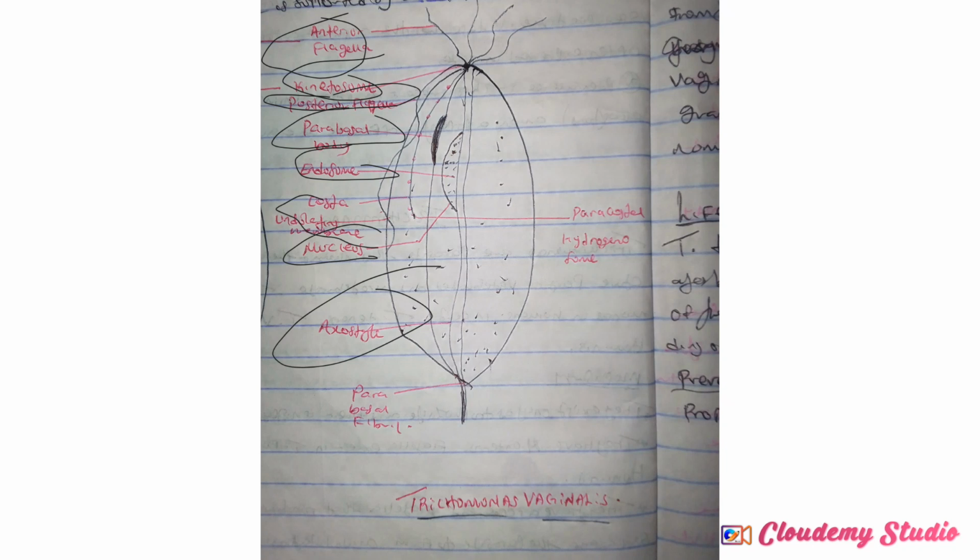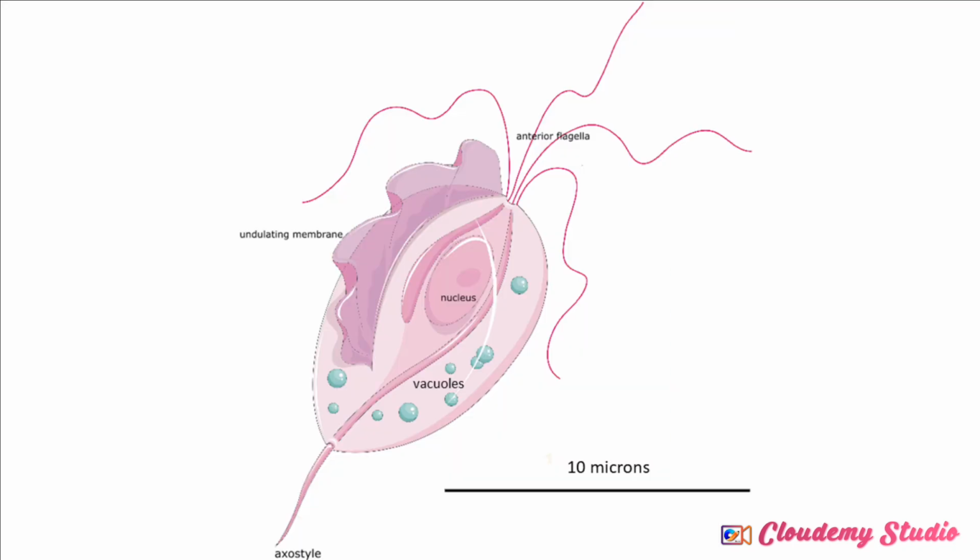We have the axostyle, which is used for attachment, as well as tissue damage. You understand? And this is the parabasal fibrils. And we also have paracostal granules. You understand? So that is the structure of Trichomonas vaginalis. So this is another structure.